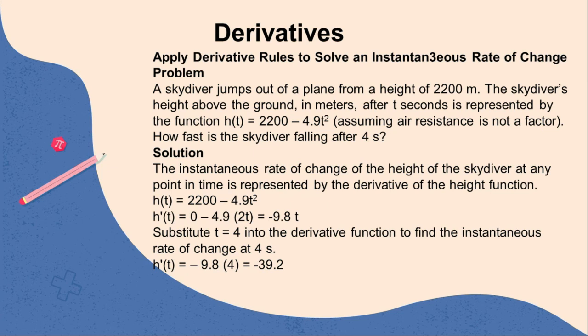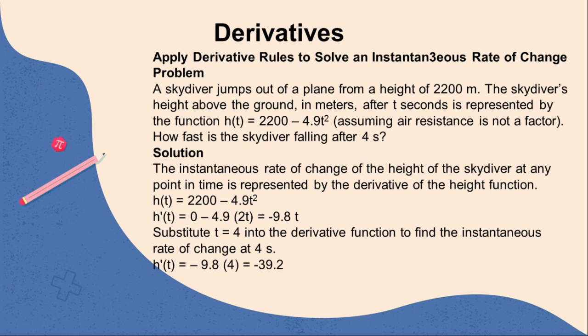A skydiver jumped out of a plane from a height of 2,200 meters. The skydiver's height above the ground in meters after t seconds is represented by the function h(t) equal to 2,200 minus 4.9 t squared. Assuming air resistance is not a factor, how fast is the skydiver falling after 4 seconds?